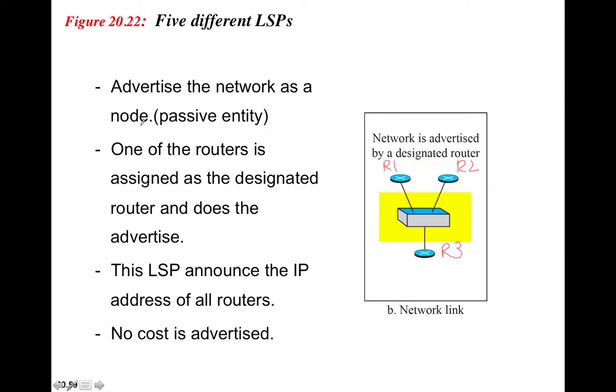So the advertiser network as a node. In this case, you're advertising this network as a node. One of the routers is assigned as a designated router and does the advertising. So in this case, if I assign a higher priority to R3 and make it a designated router, R3 will be responsible to advertise this node and the address of these routers connected to it, right? So R3 will do the advertising. However, because different networks or routers could connect to these routers from different places, R3 will only advertise the addresses and not the cost, because the cost of reaching R1 could be different from another place. So this is another type of LSP, which is the network based on the network link.